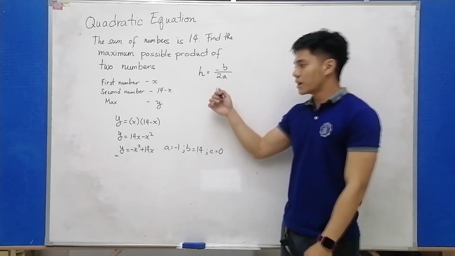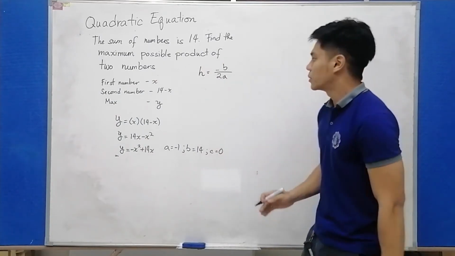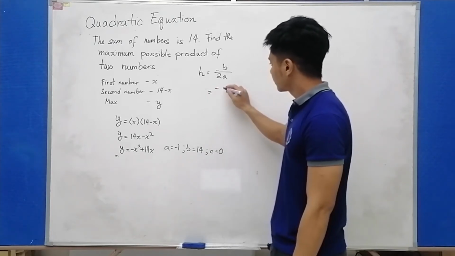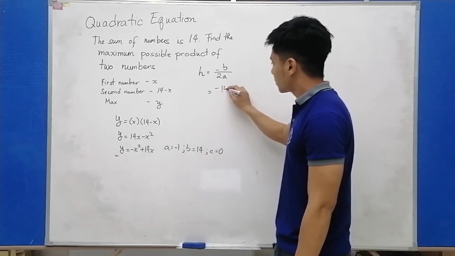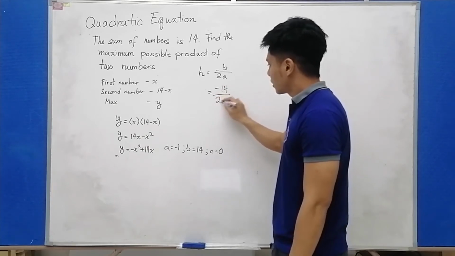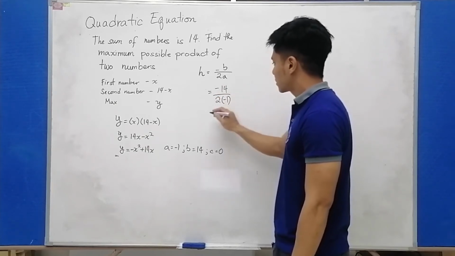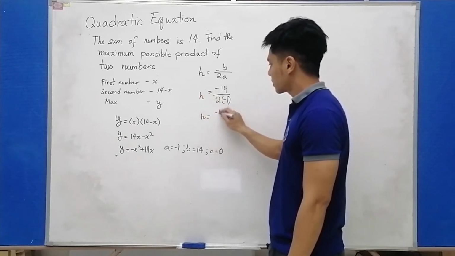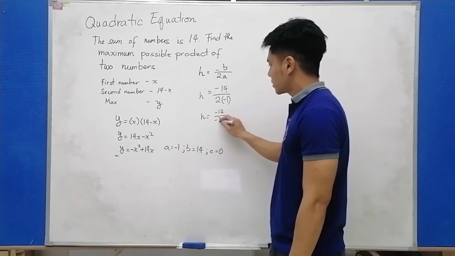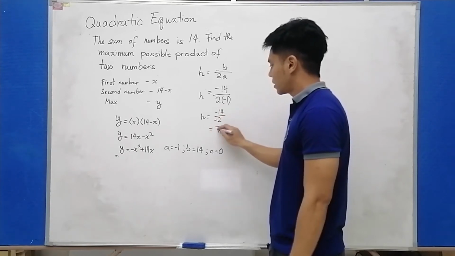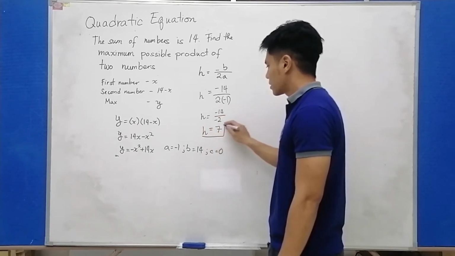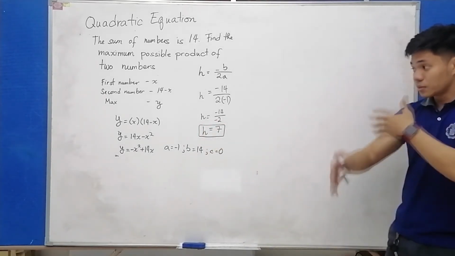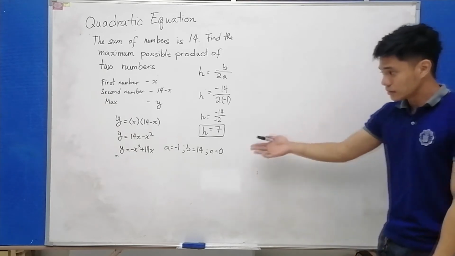We first have to find our x value. The x value is going to be negative b, which is 14, over 2 times negative 1. This is going to be our h value. So 14 over negative 2 is going to be 7. So our h value is 7 in this function.